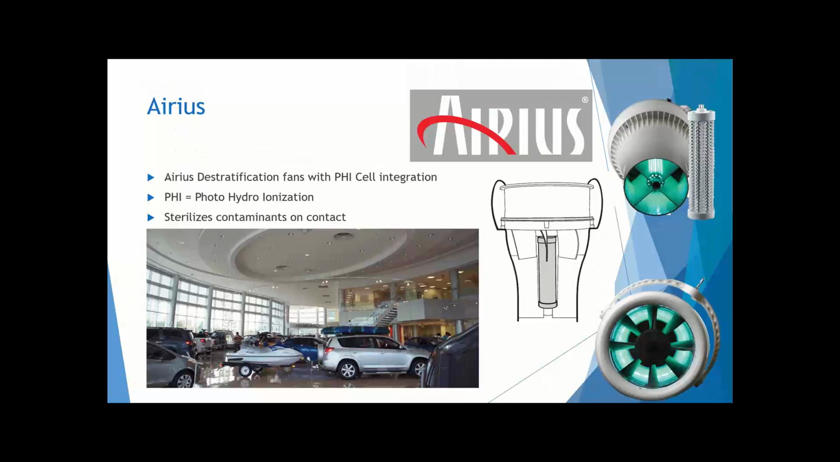Also, this is interesting. Aire has been doing this way before the pandemic started. I should mention this because it's an option. This Phi cell is called photohydroionization. It's a type of UV where it actually sterilizes the contaminants on contact as that air is moving through. They've been doing this for clean rooms and other applications where the occupant really wants to make sure the air is clean. They've been doing that way before the pandemic started. So this is an option from Aire. I don't know if you guys have an application for that, let us know.